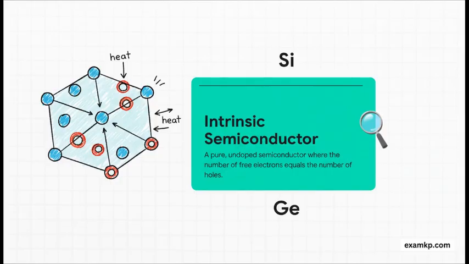In this pure state, if you add some energy, like from heat, a few electrons get enough energy to jump to the conduction band. Now, when an electron leaves its spot, it creates an empty space behind it, and we call that empty space a hole. And since every single electron that jumps creates exactly one hole, the number of free electrons is always equal to the number of holes. Simple as that.